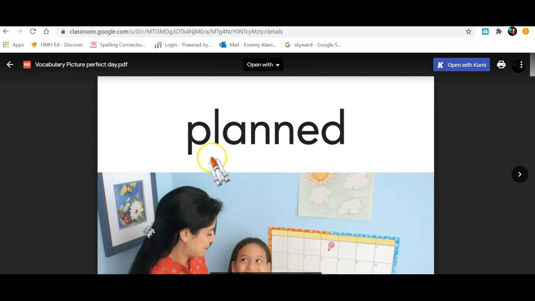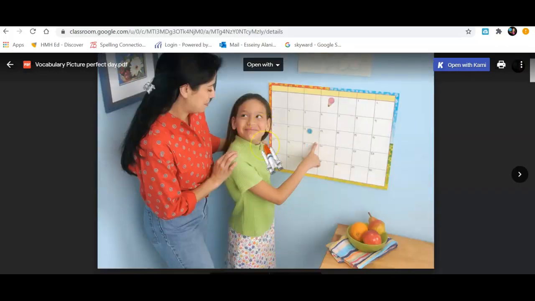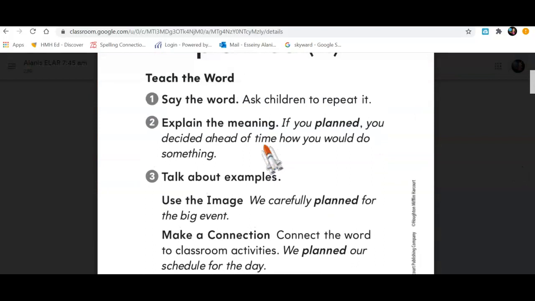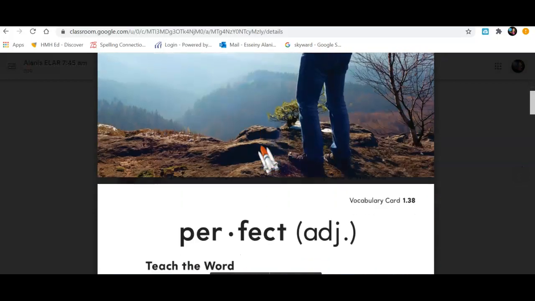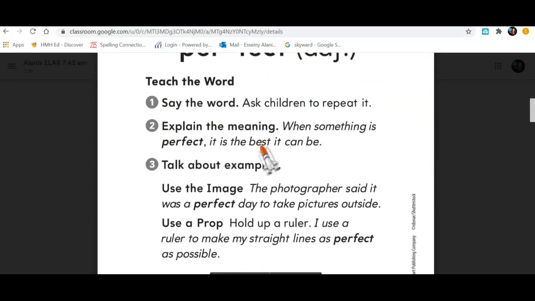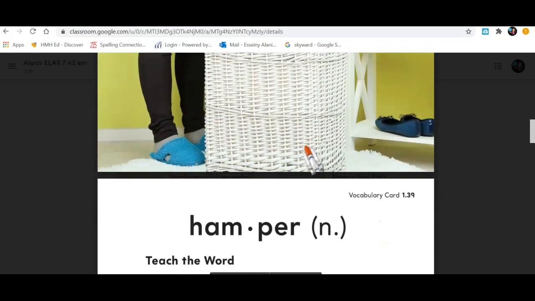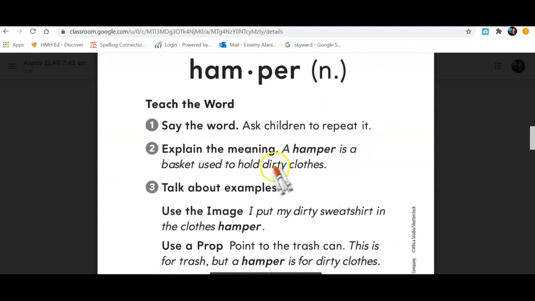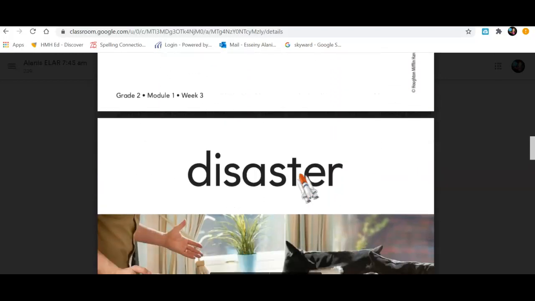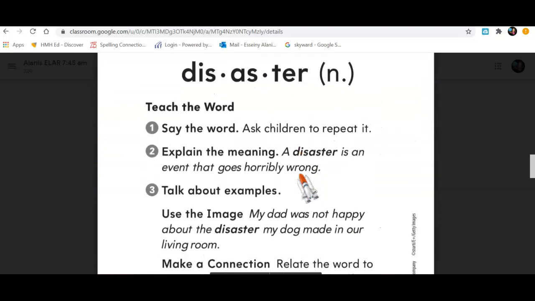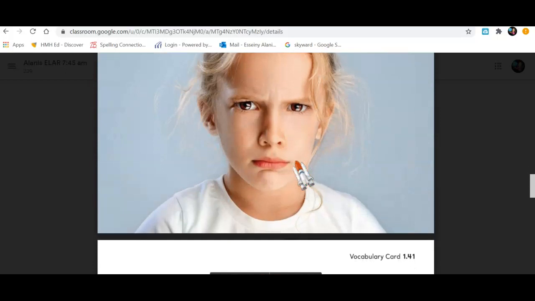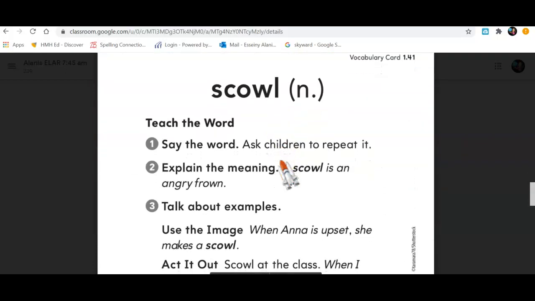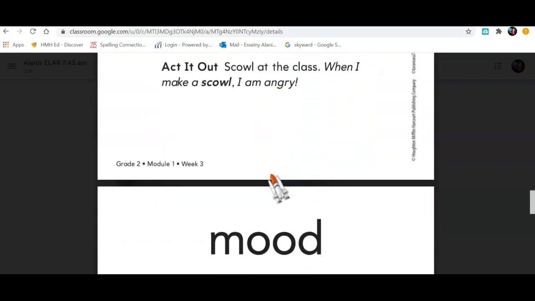Before we start reading, let's look at those vocabulary words. Planned. If you plan, you decided ahead of time. Perfect. When something is perfect, it is the best it can be. Hamper. A hamper is a basket used to hold dirty clothes. Disaster. A disaster is an event that goes horribly wrong. Scowl. Look at the face. Scowl is an angry frown.